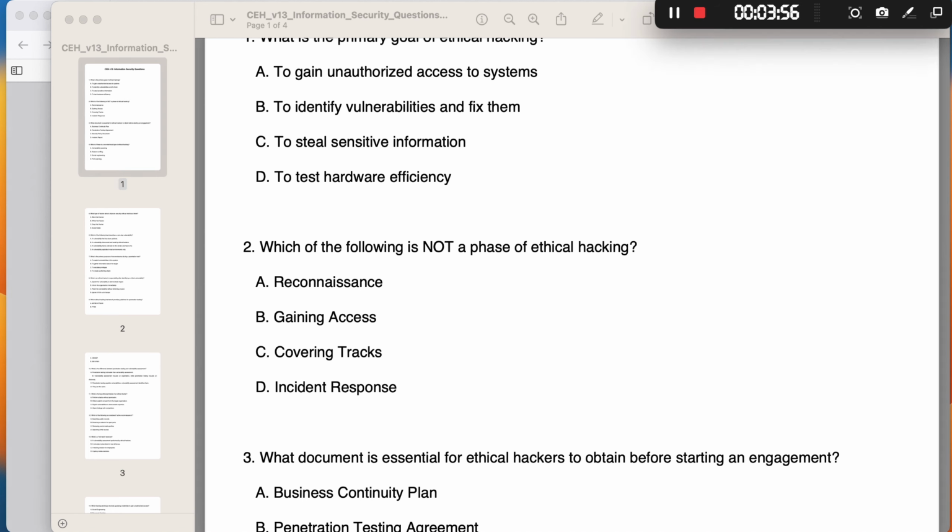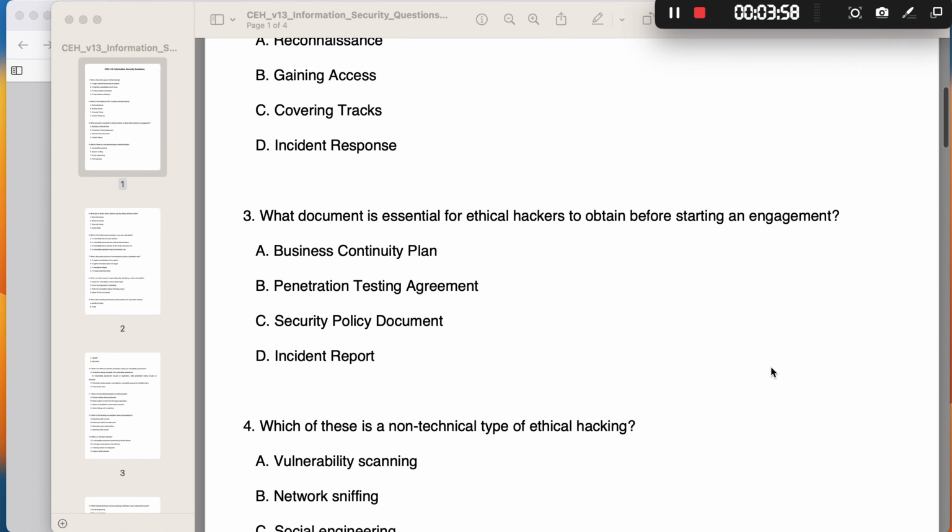Now let's move to question number 3. What document is essential for ethical hackers to obtain before starting an engagement? What do you think the answer to this question is?